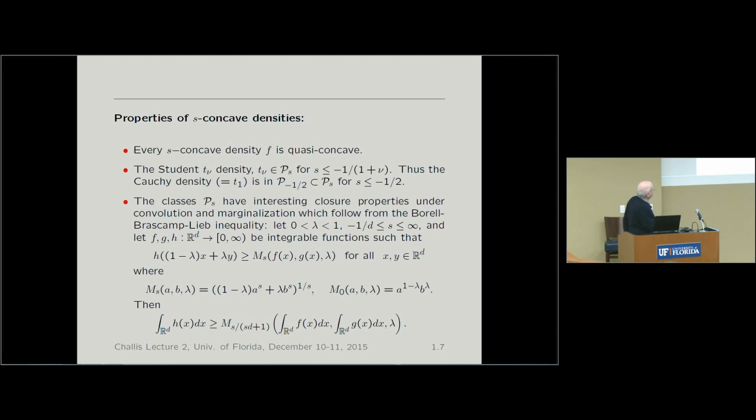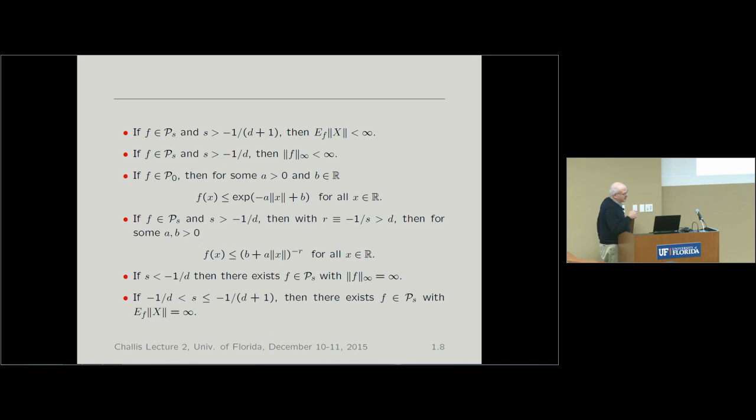So, just to get a little better sense of what's going on here, if f is an s-concave function and s is bigger than minus 1 over d plus 1, so that's closer to 0, then the mean is finite. If f is in this class and s is bigger than minus 1 over d, then the uniform norm of the density is finite. So the density is bounded in that case.